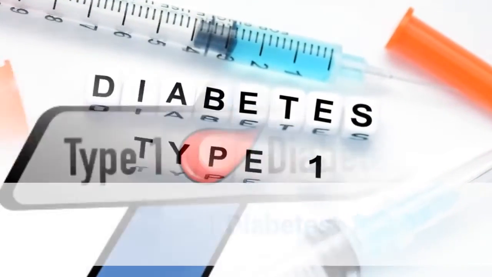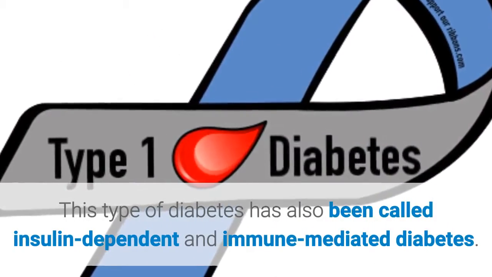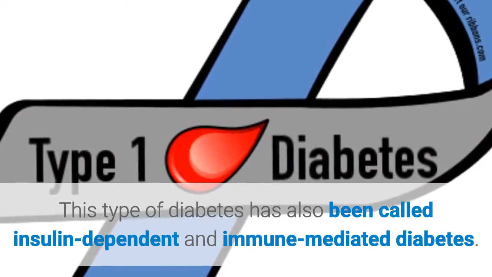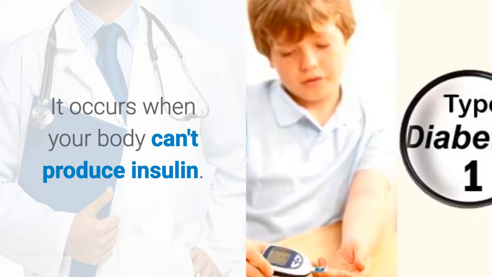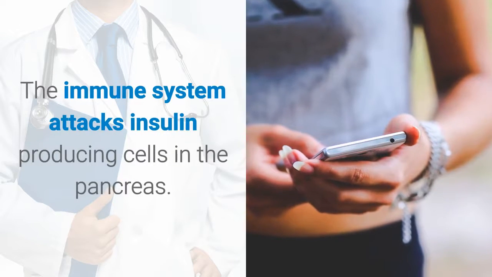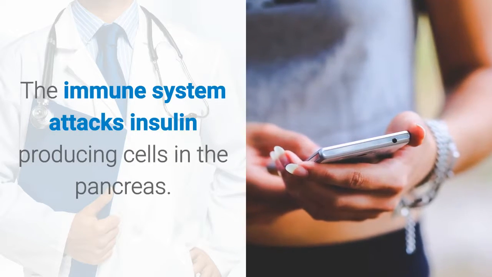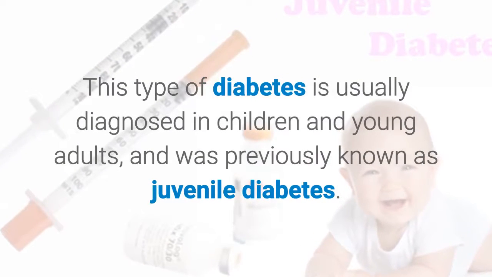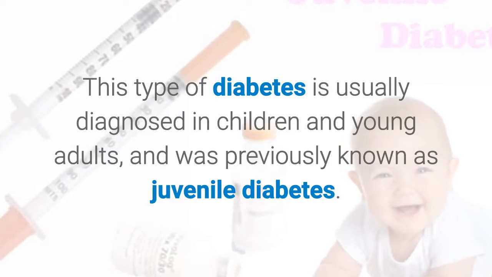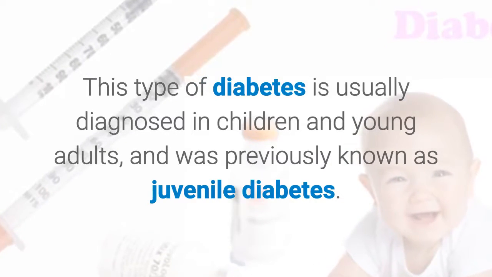Type 1 diabetes. This type of diabetes has also been called insulin-dependent and immune-mediated diabetes. It occurs when your body can't produce insulin. The immune system attacks insulin-producing cells in the pancreas. This type of diabetes is usually diagnosed in children and young adults, and was previously known as juvenile diabetes.